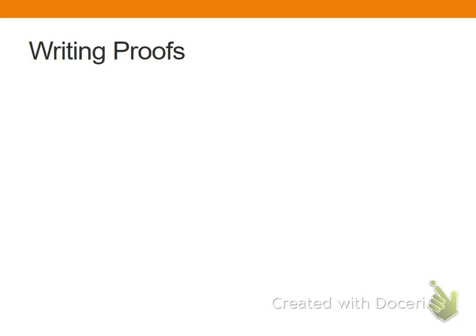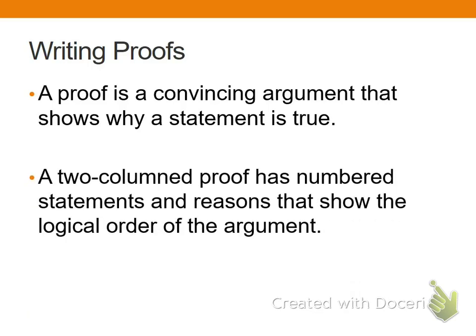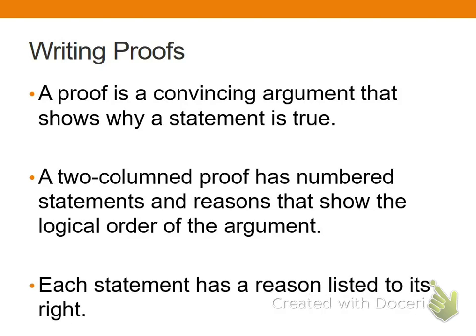We need to talk a little bit about writing proofs, what we've all been looking forward to. A proof is a convincing argument that shows why a statement is true. A 2-column proof has numbered statements and reasons that show the logical order of the argument. So we set out all of our information in order. Each statement has a reason listed to its right. So there will be 2 columns. On the left, we'll write our statements. On the right, we'll write our reasons.